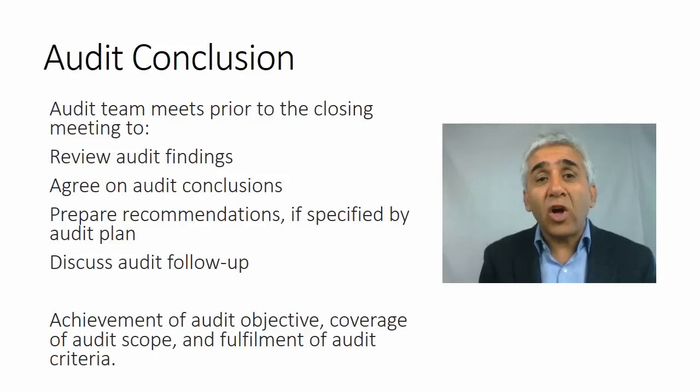Another thing the audit team needs to ensure here is that their audit objective has been achieved. What was the purpose of the audit, has that been achieved or not, and has all the audit scope which they planned to cover been covered or not. They also make sure that the audit criteria are fulfilled. So if this was an ISO 9001 audit, they make sure that all the requirements of ISO 9001 are being complied with or not. So that is the audit conclusion. And once everything is agreed, the audit team will go and present the audit findings to the auditee management.